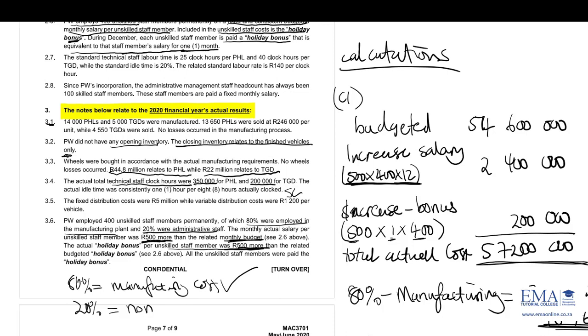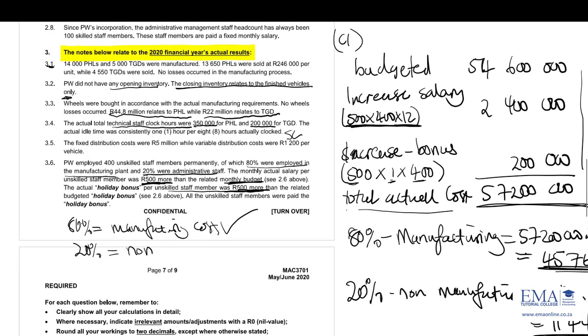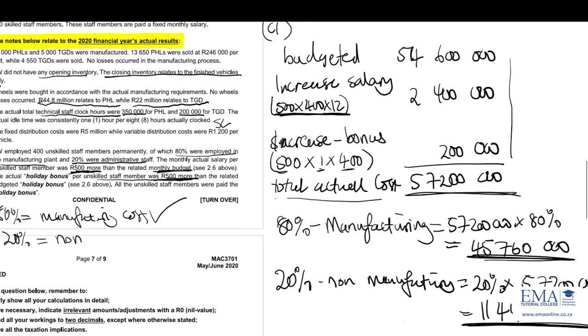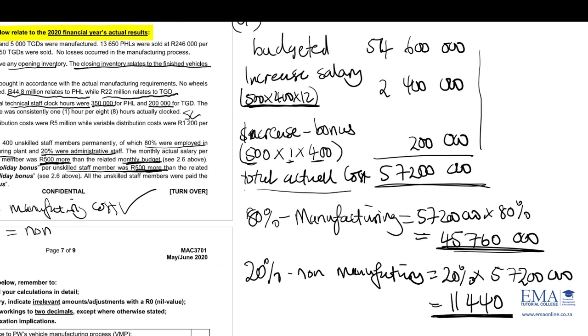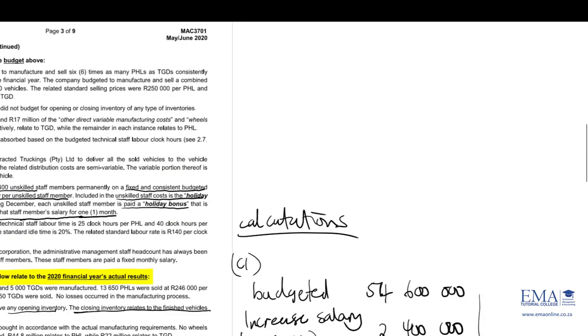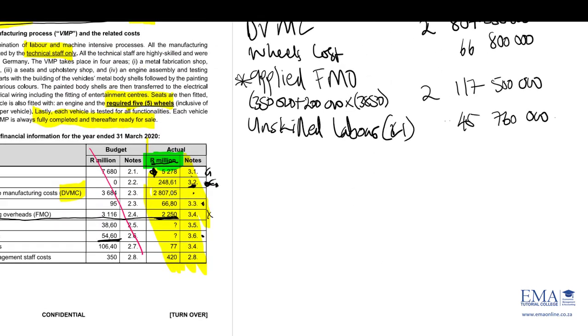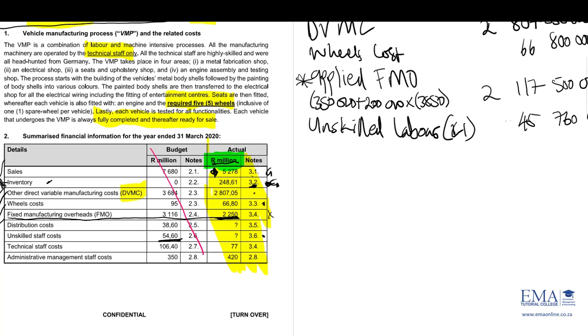So it means that the actual cost in total for unskilled staff was going to be an addition of all these amounts, which added up to what? 57,200,000. Now the 57,200,000 is what we need to separate between manufacturing and non-manufacturing. So we had to multiply the total by 80% to get the manufacturing, and then the total also multiplied by 20% to get the non-manufacturing. Now this manufacturing is what we need at this moment in our statement. That's why we have it here. So that was the procedure. That was what you had to do in this case.